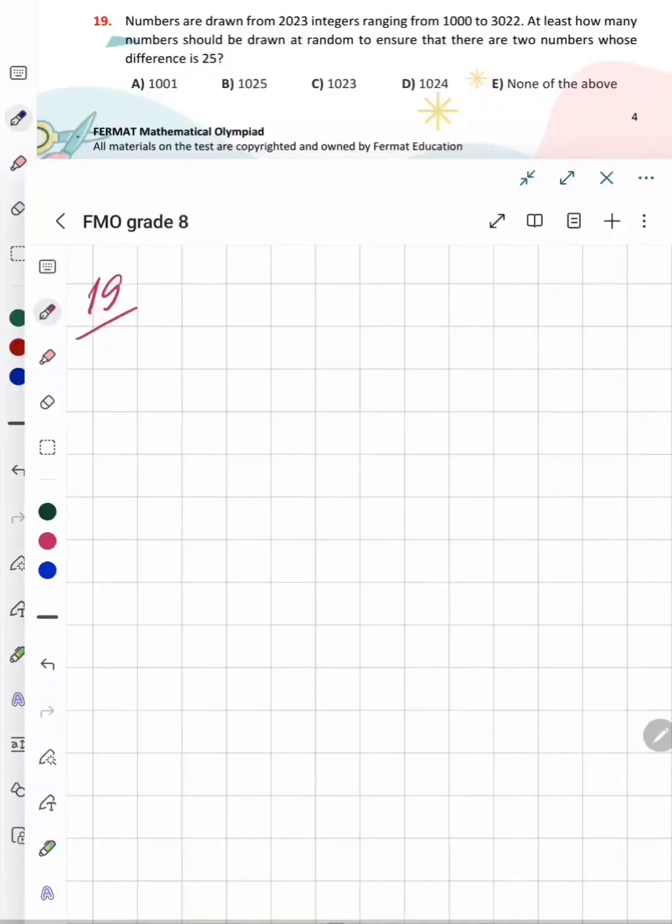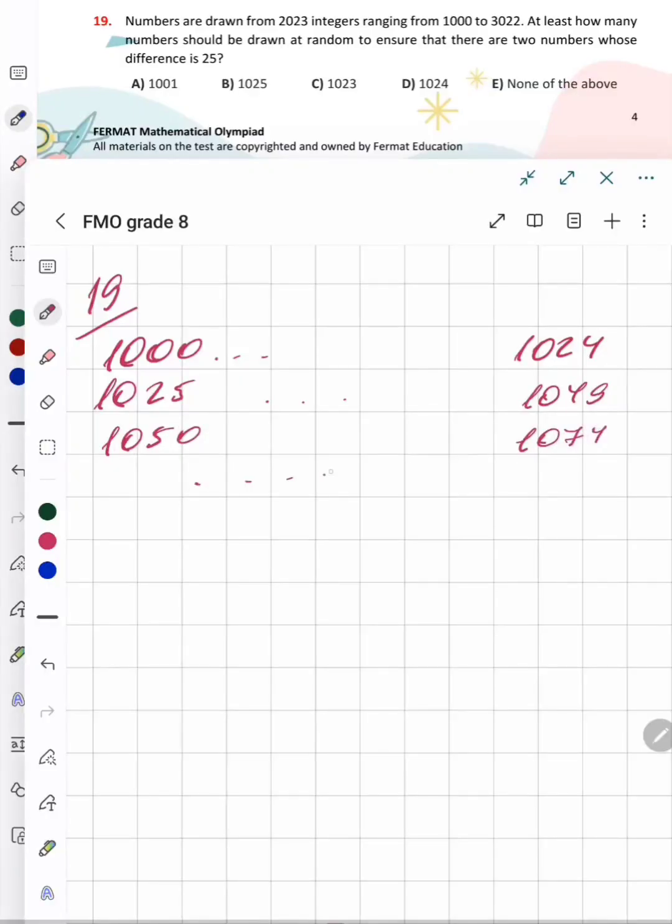To avoid getting a pair with difference 25, we must never pick 2 consecutive numbers spaced by 25. To see this clearly, split the range into blocks of length 25. First block 1000 to 1024. Second block 1025 to 1049. Third block 1050 to 1074, and so on. And the final short block will start with 3000 up to 3022.